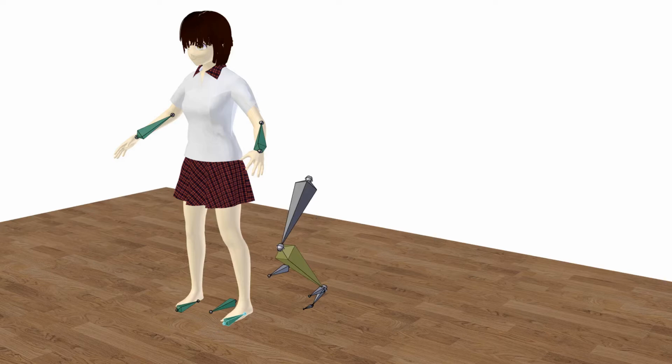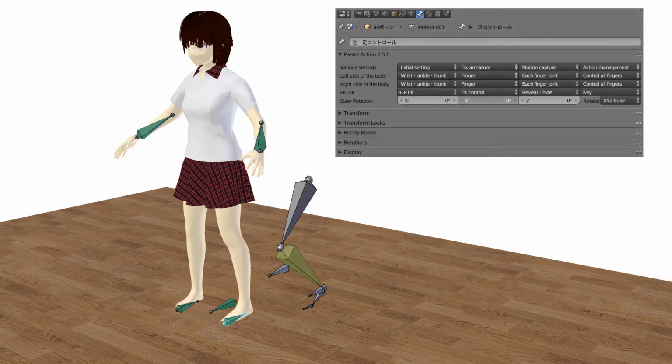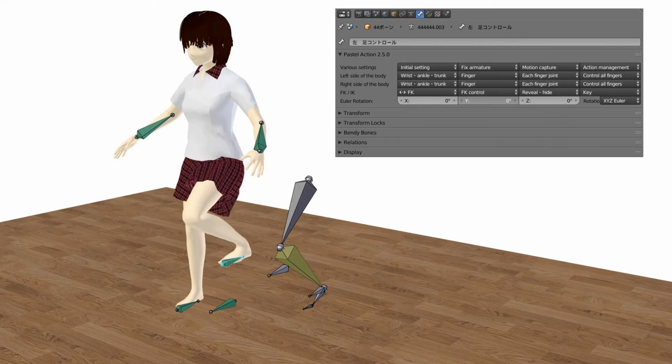Let's see what happens with Pastel Action. Let's look at the panel. With Pastel Action, you also first select the dedicated IK bone and move it to move the leg. Once you have moved the leg, leave the IK dedicated bone selected and rotate around the Y-axis in the Euler rotation window.